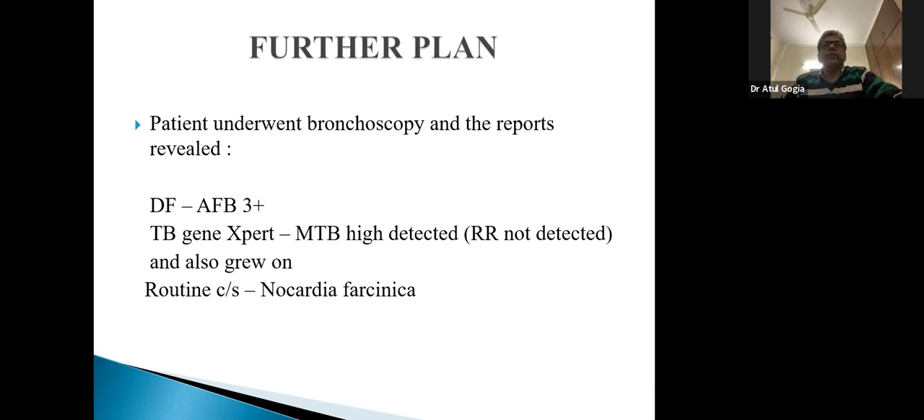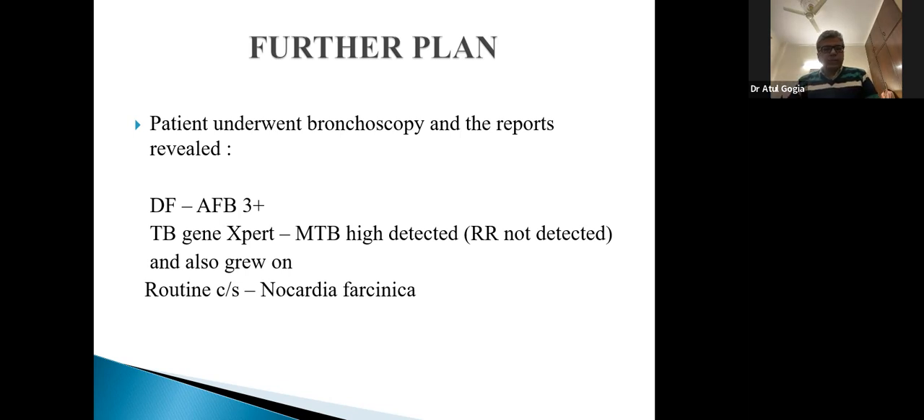But at the same time, as rightly said, the turnaround time for TB GeneXpert, actually TB GeneXpert has made life very easy because within a few hours, you are able to get to know. So this is a very, very important test in our day-to-day practice nowadays. So we got the TB GeneXpert. So it was very clear that this patient had MTB.